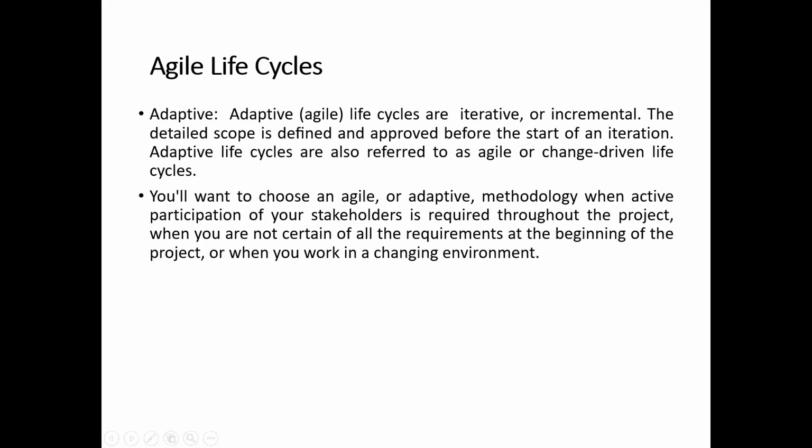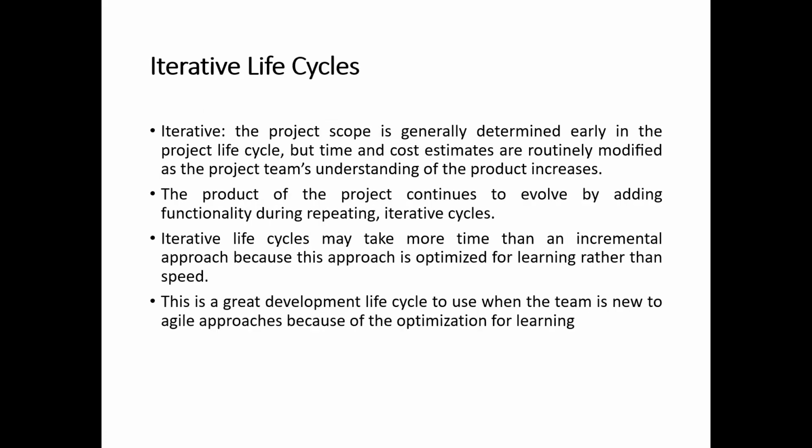As I told you, the agile life cycle is an adaptive life cycle. It adapts with the changes. It has iterations. And then there is the predictive life cycle, which is the waterfall method, or the traditional method. That is the main difference between these life cycles.